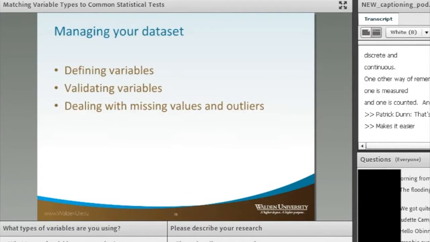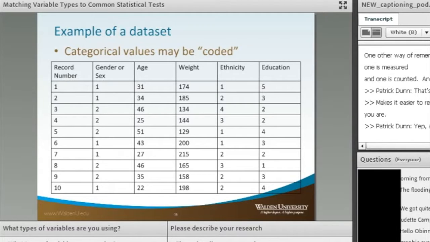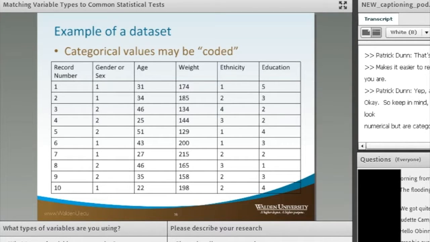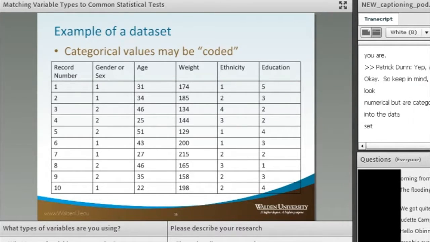Yep, absolutely. Okay, so keep in mind that some variables may look numerical but are really categorical, but have been coded into the data set. In this case, gender is a dichotomous variable, so male and female. Ethnicity is nominal. Education is ordinal, and age and weight are numeric, interval data.